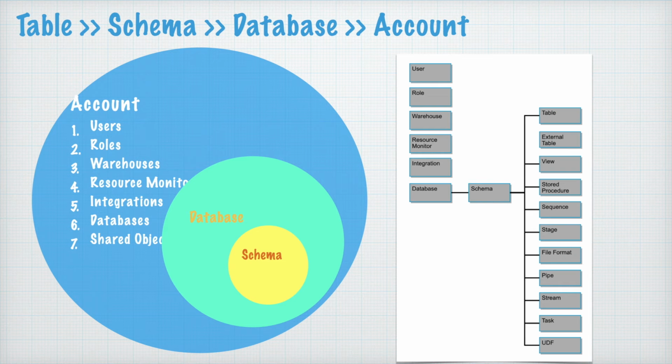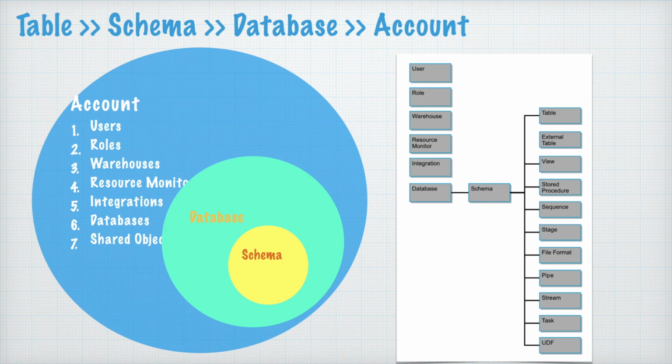Each Snowflake instance itself is an account, and that account may belong to an organization, and an organization can have many accounts. You are not allowed to access tables from one account to another account. It has to be accessed through the shared object, and this is a very important point.